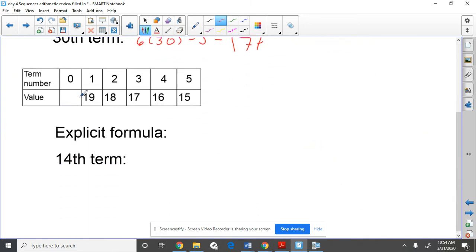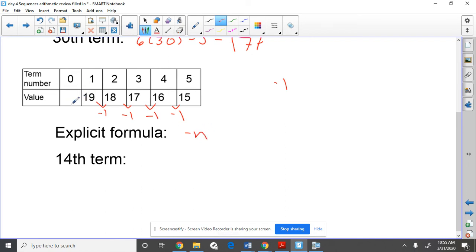In this example, we see that the numbers are going down each time. And again, I'm just looking at the values. The value goes down 1, down 1, down 1, and so on. So my constant difference is negative 1. That negative 1 is what's going to multiply the n in my explicit formula. Negative 1n means negative n.